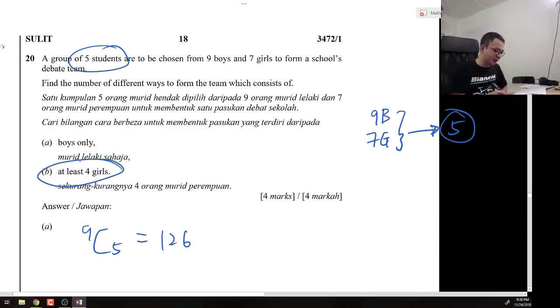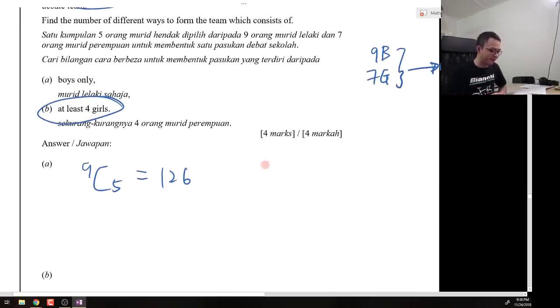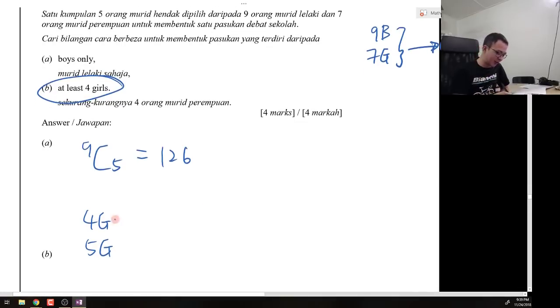Alright, at least 4 girls. That means I still need to select 5 students, but there must be at least 4 girls. So it can be 4 girls or 5 girls, because they say at least 4 girls. But it cannot be 6 girls because they only want to select 5 people. So for 4 girls here, I need to add 1 more boy to make 5 people.